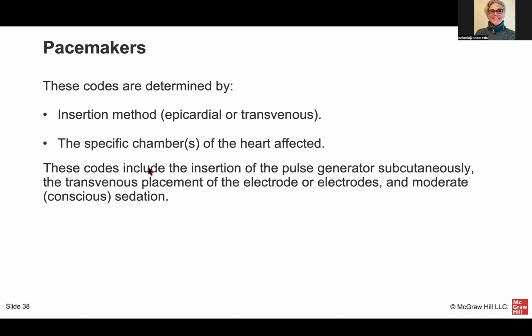Here's something important that's bundled into pacemaker codes: the insertion of the pulse generator, the transvenous placement of the electrodes, and moderate conscious sedation. So you don't separately code the sedation for a pacemaker insertion. It's already included in the code. Pacemaker coding gets complicated when you're dealing with revisions, replacements, or pocket revisions.